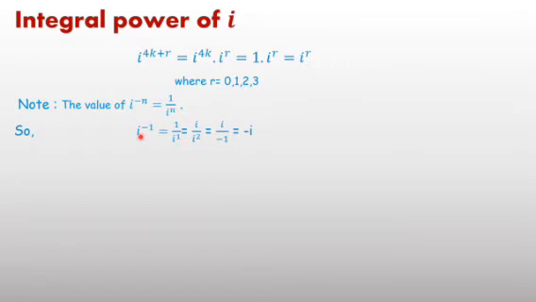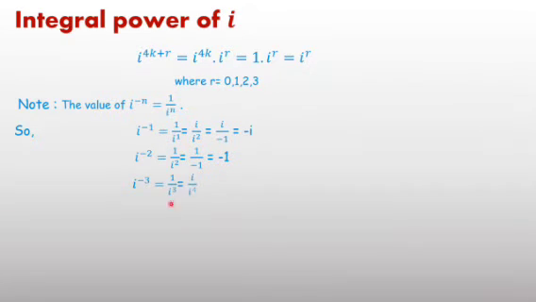Some common results I want to cover here. i^(-1) we can write as 1 upon i^1. If we multiply the numerator and denominator by i, you will get i upon i squared, and the value of i squared is minus 1. So i upon minus 1 equals minus i. i^(-1) after solving we are getting as minus i. i^(-2) is 1 upon i squared, equal to 1 upon minus 1, equal to minus 1.